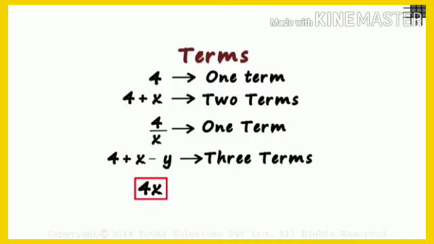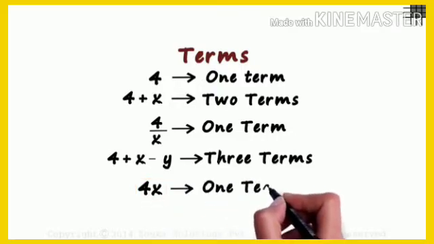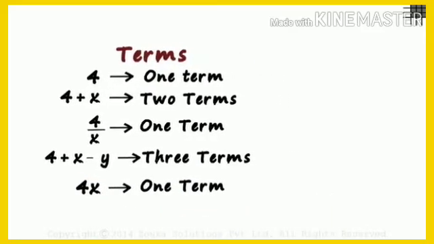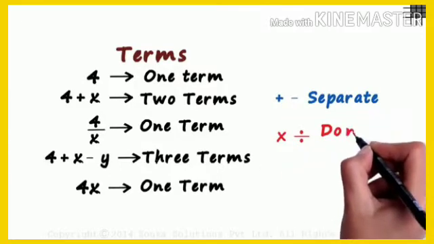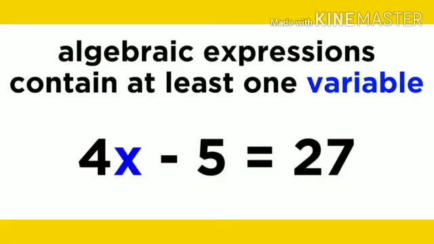4x. It is multiplication. So it is only one term. So remember children, plus and minus only separate terms. Multiplication and division do not separate. Look at this algebraic expression: 4x minus 5 equal to 27.